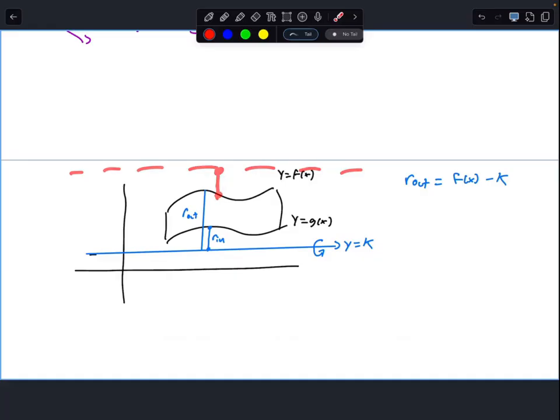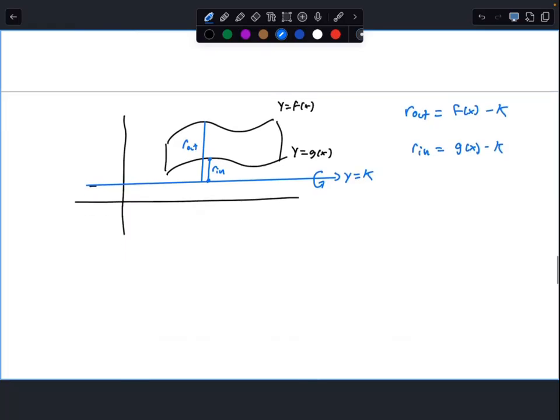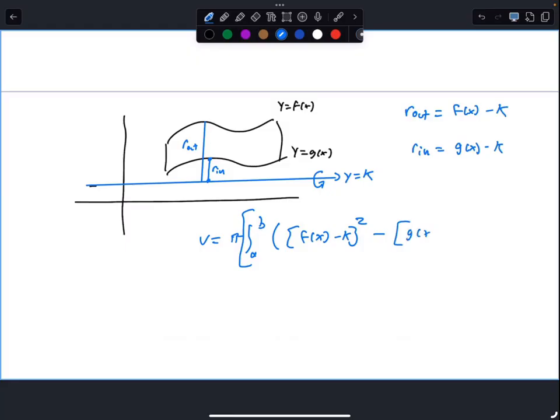So k minus would be the length from here to here if the region was above, or if the whole region was below, depending on where the axis of revolution is. And our inner would be g of x minus k. It would flip to the opposite if the region was revolving the other one. And again, if I was doing this, volume would equal pi integral a to b of, I like to use parentheses here, f of x minus k squared minus, bracket, g of x minus k squared dx.